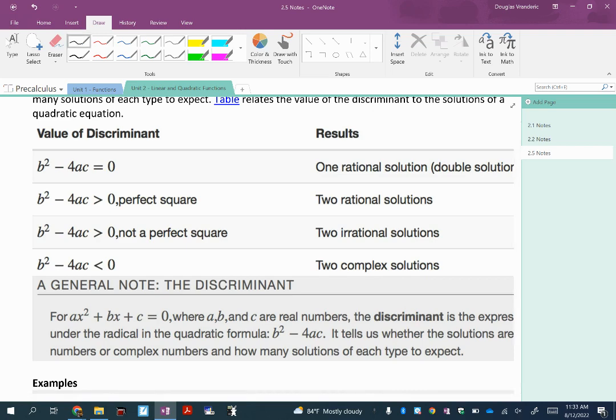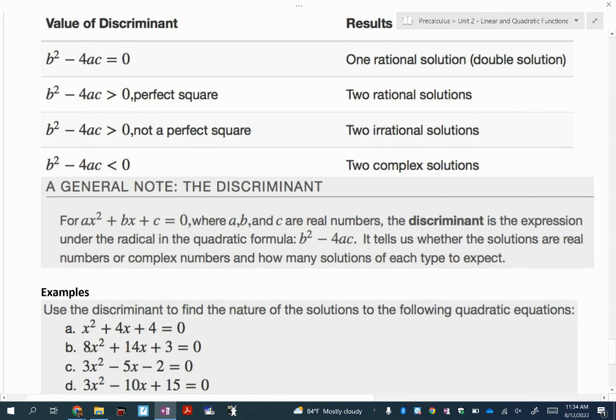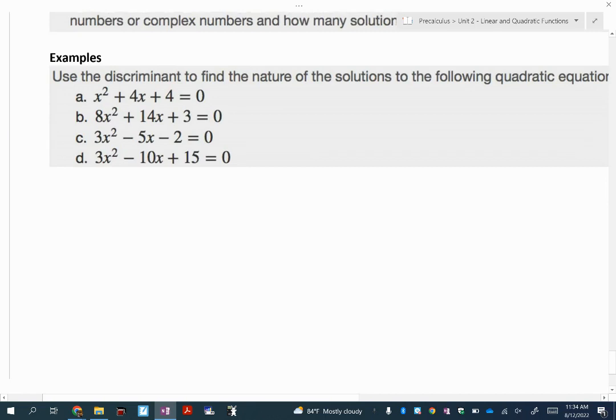And the other options is if you get 0, you get one rational solution. And if you get a positive number underneath that radical, but it is not a perfect square, then you get two irrational solutions. So you'll still have radicals in your answers. All right, so let's try these 4.